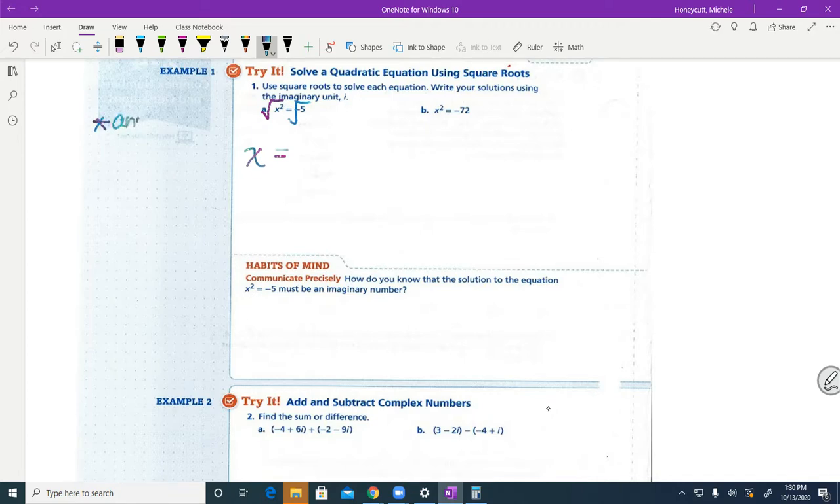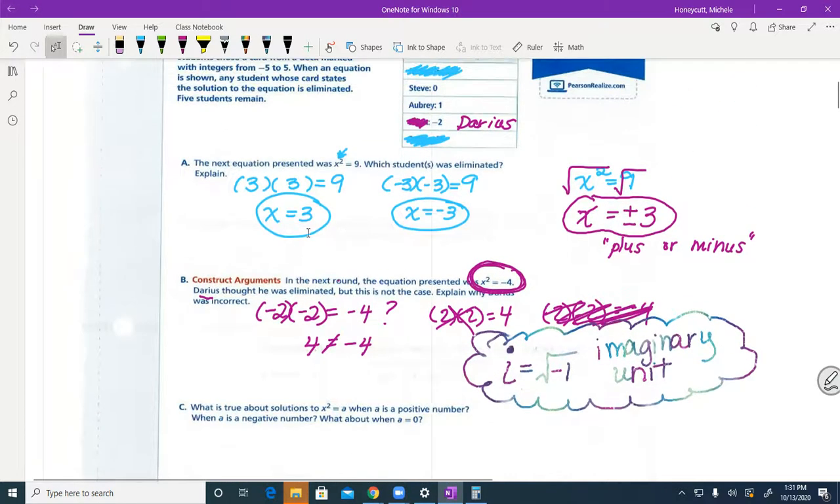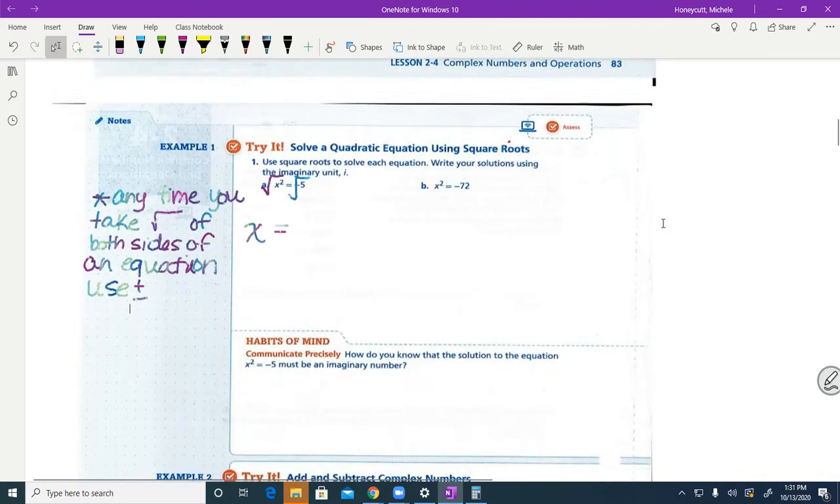So let's write that down. Anytime you take the square root of both sides of an equation, we need to use the plus or minus symbol. And the reason we use it is because if you look up here, we had two answers. So we'll have plus or minus 3 here. All right, so back here.